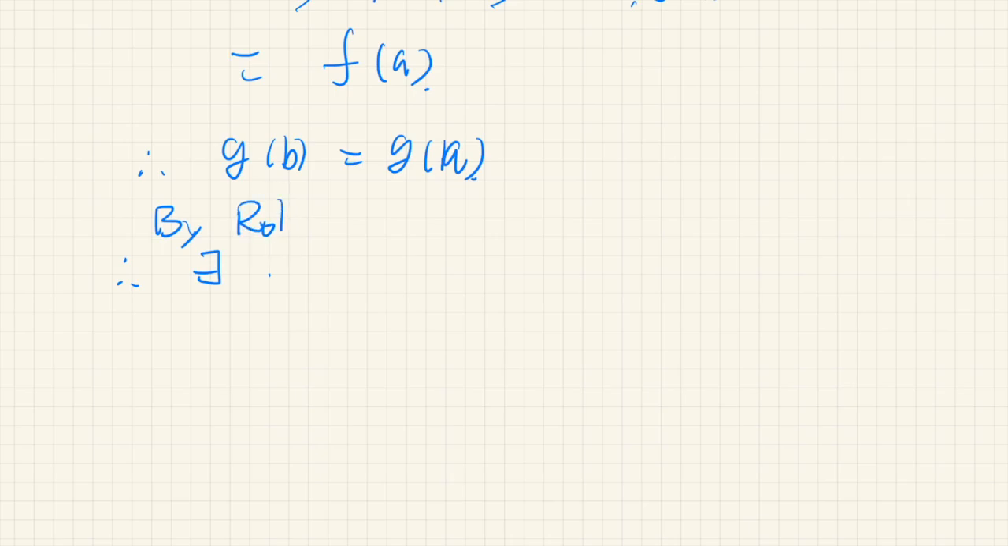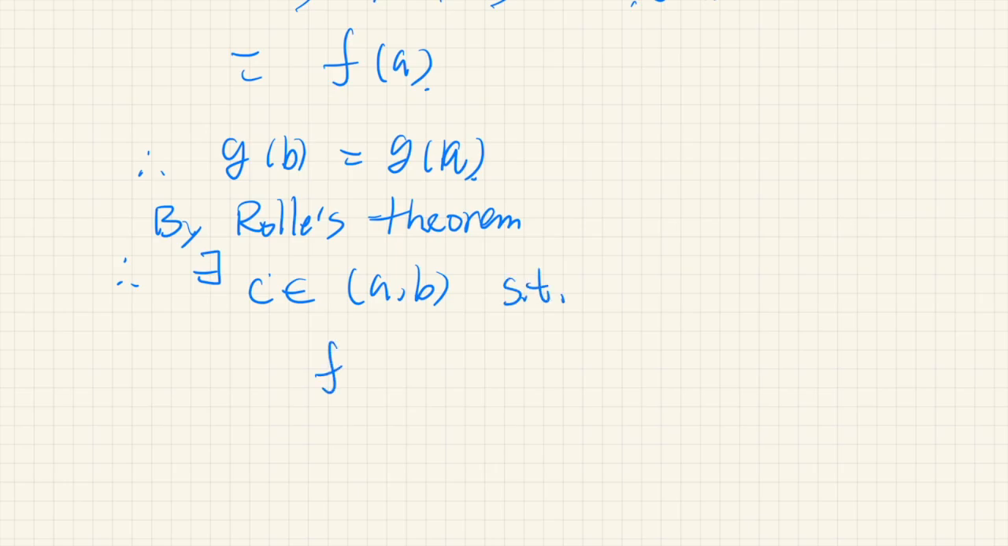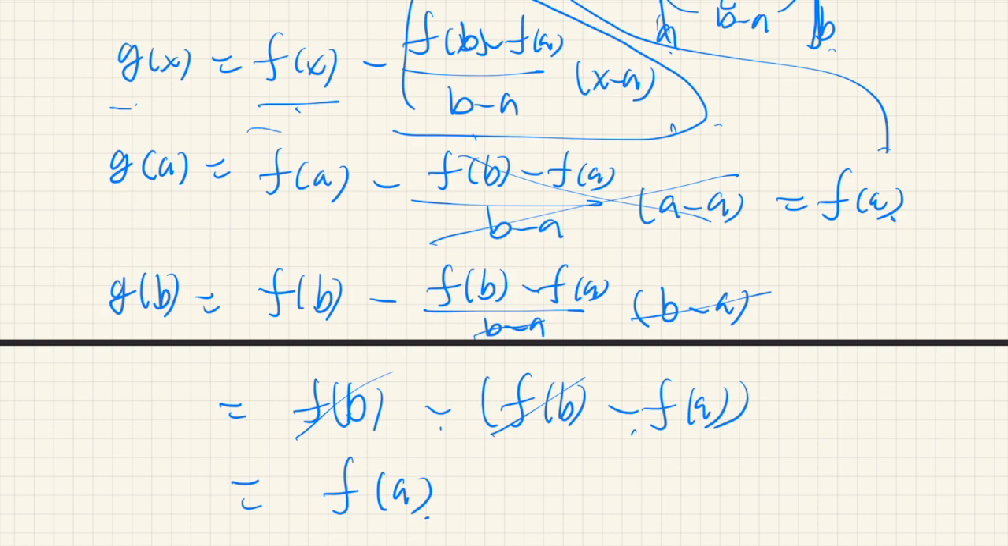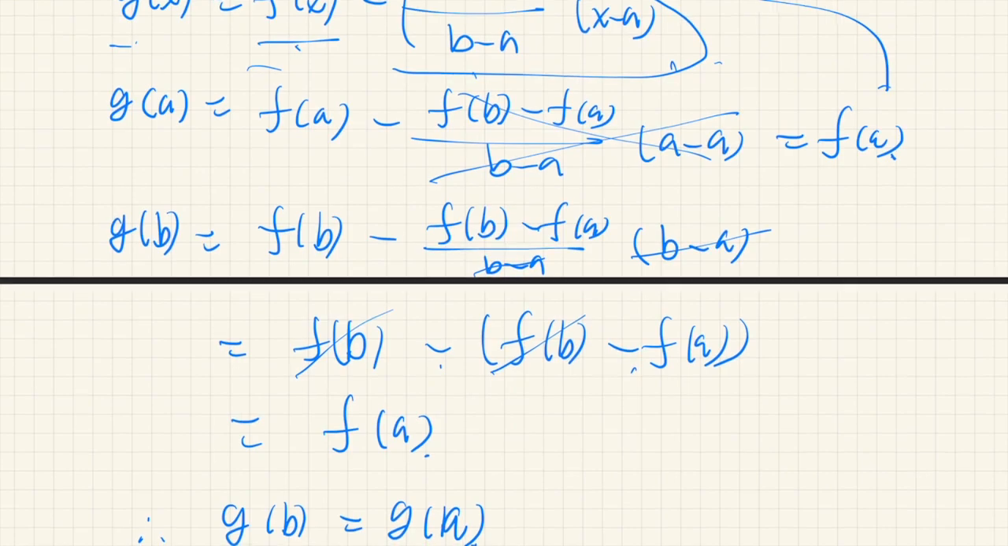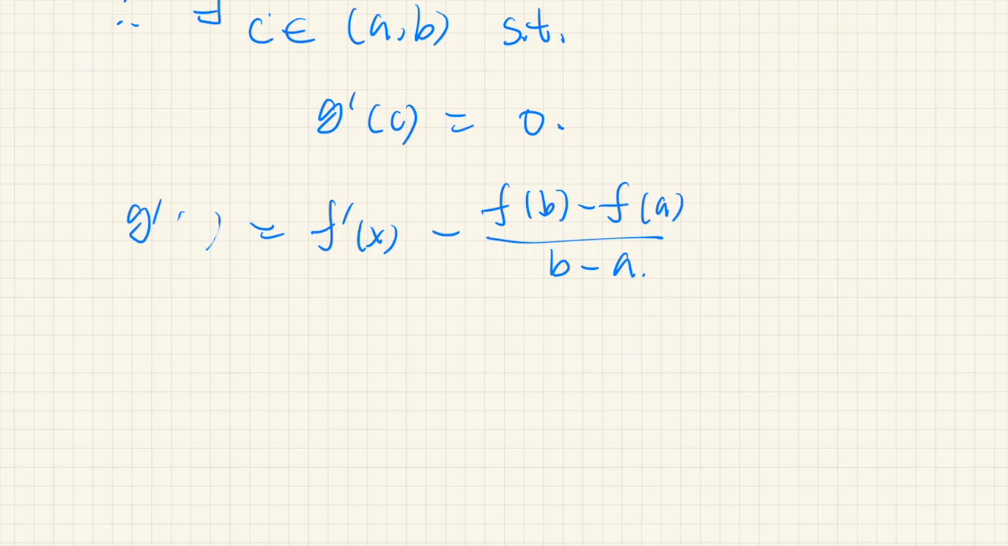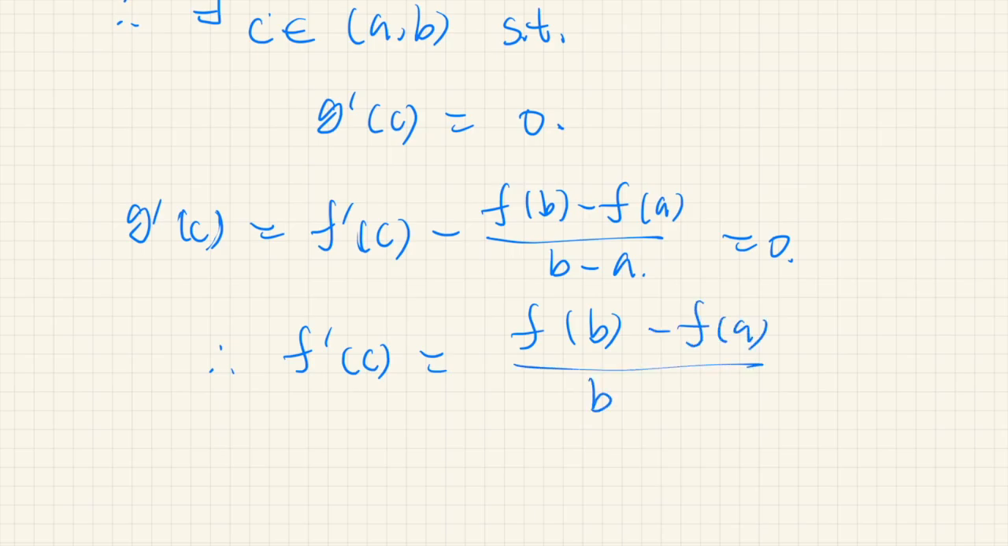By Rolle's theorem, there exists c in the interval between a and b such that g prime of c is equal to 0. Okay, so what is g prime? If we differentiate this function, we have f prime of x, and for the linear part, we have negative (f of b minus f of a) over (b minus a). So if we substitute x equal to c, then we have g prime of c equals f prime of c minus that slope, and this is equal to 0. Therefore, f prime of c is equal to the slope of the line connecting a and b. And we are done.